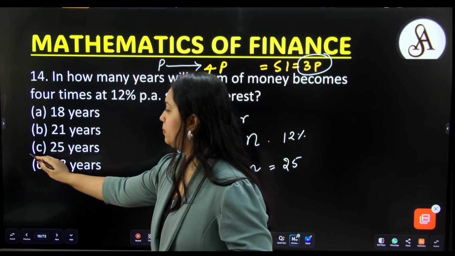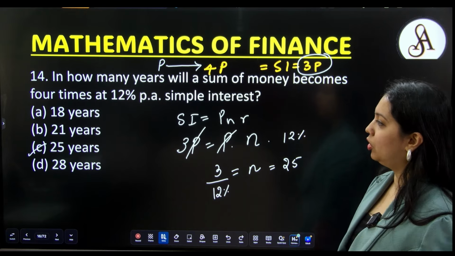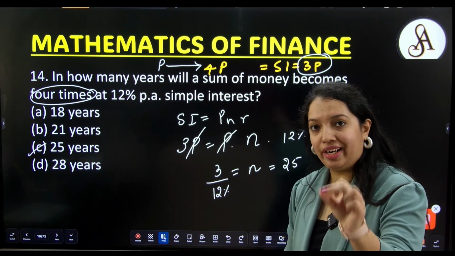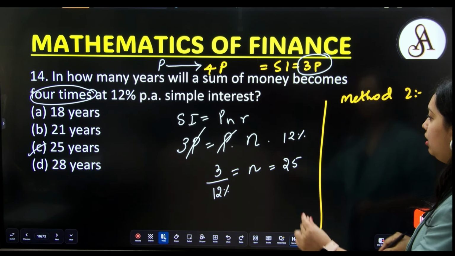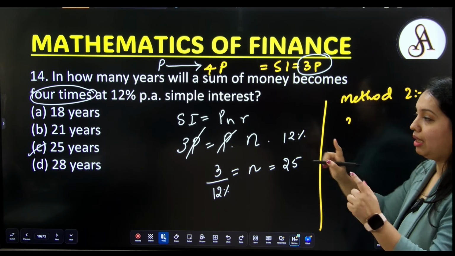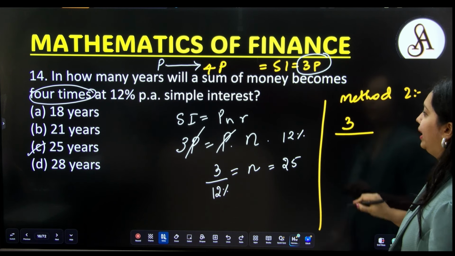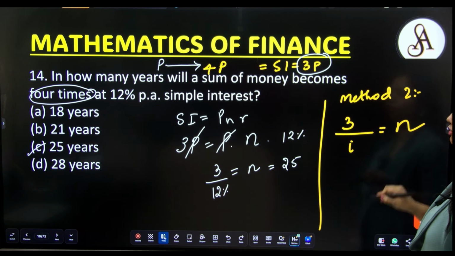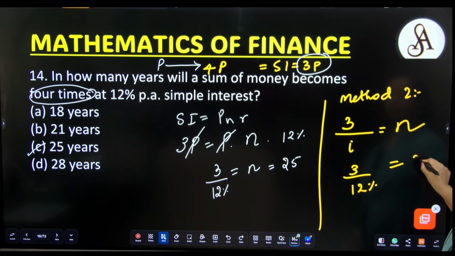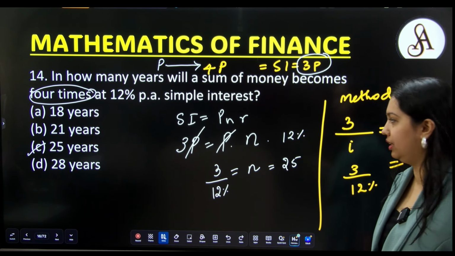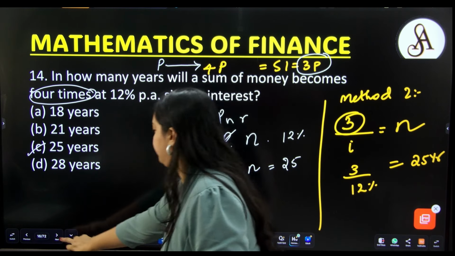Option C is correct. You can also try this using a shortcut. The shortcut is whenever the amount is becoming 4 times, find the number of years. This I will call method number 2. You can apply the shortcut. Numerator value will be the number of times it is becoming minus 1. So it will become 3 divided by rate, which will give you the number of years. Rate is given in the question as 12 percentage. You would get your answer as 25 years. This is a shortcut. So when you are applying the shortcut, be careful about the calculation of the numerator. Next.